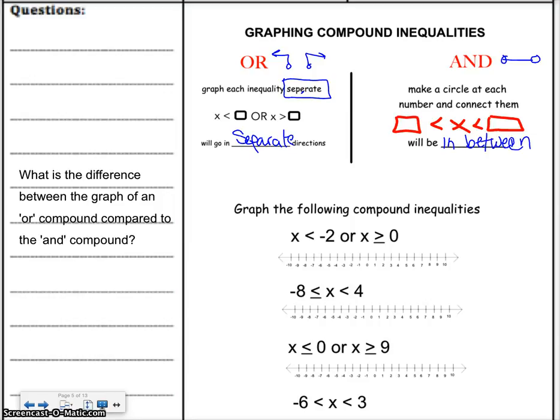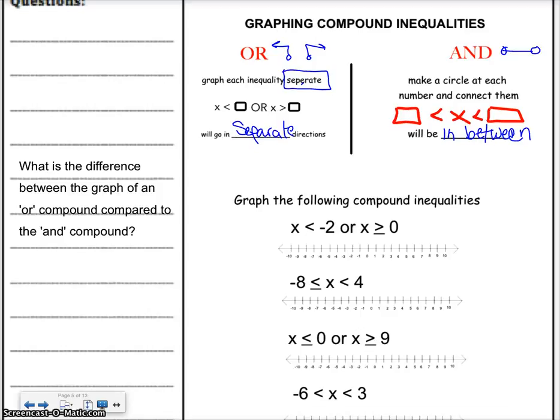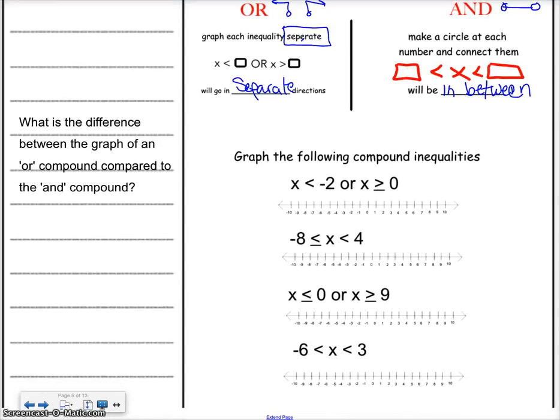So an and graph always looks like this, where the x is in between two numbers. The or graph will always have two separate x's. All right. Then you gotta just be careful because sometimes one part is colored in and the other isn't. So that's what you just have to be careful about. So this is an or, so I'm just going to graph them both. X is less than -2, so I have an open circle at -2 going to the left. Or x is greater than or equal to 0. A colored in circle at 0, right? Going to the right.